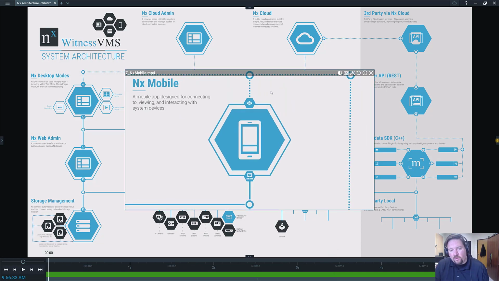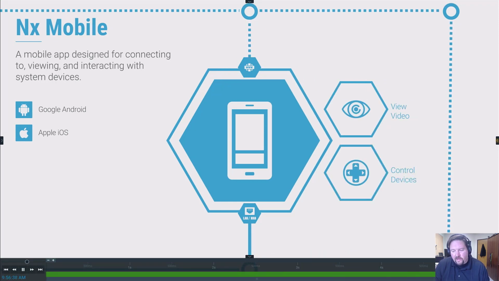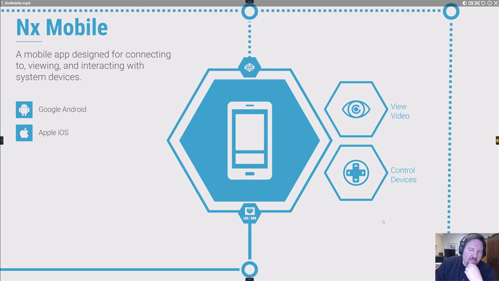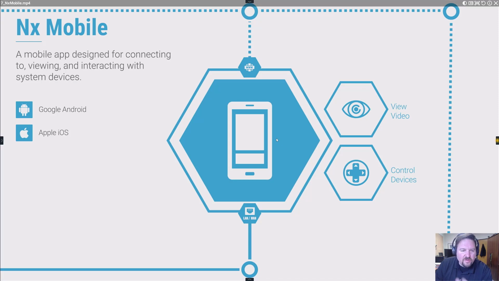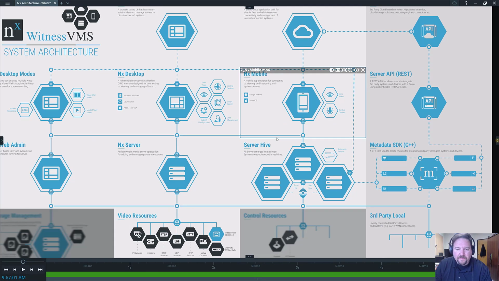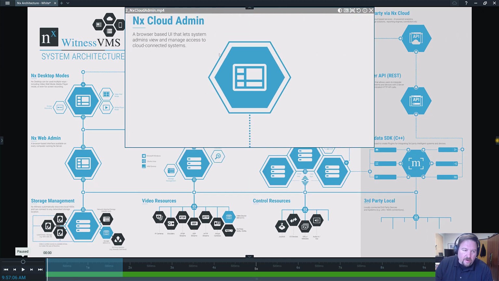Mobile. The mobile app is really a quick glance tool into a system, right? As a result, it's really focused on viewing video, live or recorded, from your system, and also controlling devices remotely. We have soft triggers now in the mobile app. You can do PTZ control, you can do fisheye dewarping. It's a lightweight client for iOS and Android devices that basically gives you insight on the go into your system, right? All right, so that's the thick client part of the system.